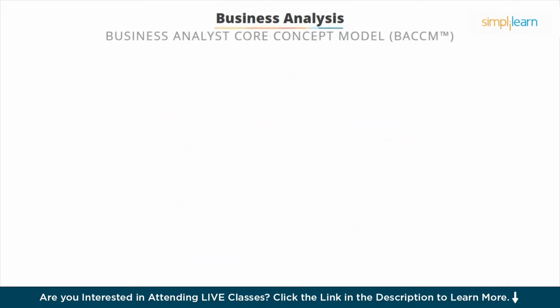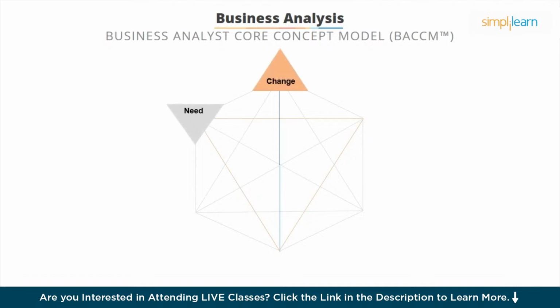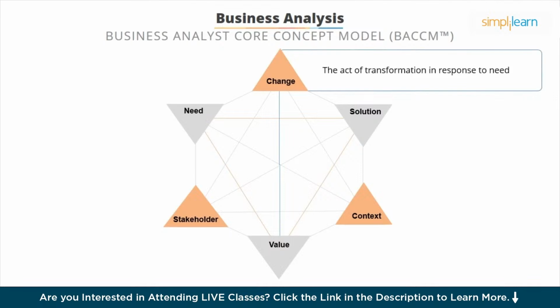For business analysts, the Business Analysis Core Concept Model, or BACM, defines the conceptual framework for business analysis. BACM defines 6 terms that convey the same meaning to all business analysts: change, need, solution, stakeholder, value, and context. Let's understand what these terms mean. Change is an act of transformation in response to a need. Change is for improving the performance of an organization and is controlled through business analysis activities. To improve the overall performance of an organization, a business analyst defines the change strategy based on the need.